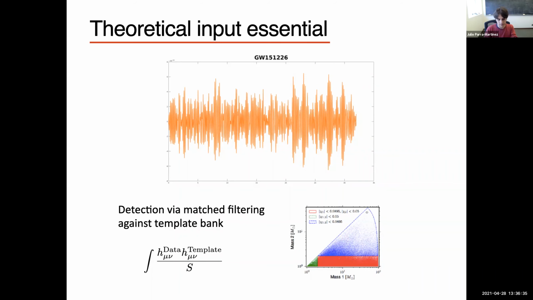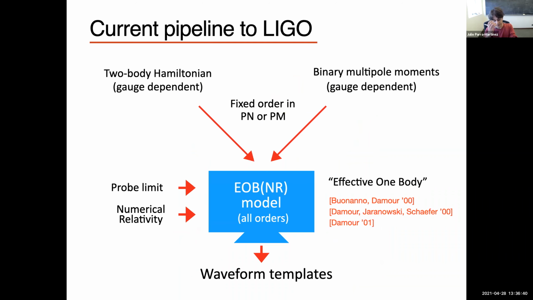actual measurement. So it's important that we have some theoretical prediction for these waveforms, and the current pipeline looks something like this. There are some perturbative calculations, for instance, to get a two-body Hamiltonian from GR, which is a gauge-dependent, coordinate-dependent quantity, and also the multipole moments of the binary, which tell you how the binary radiates. And these are calculated at fixed order in post-Newtonian or post-Minkowskian perturbation theory, which I will explain in detail in a second.